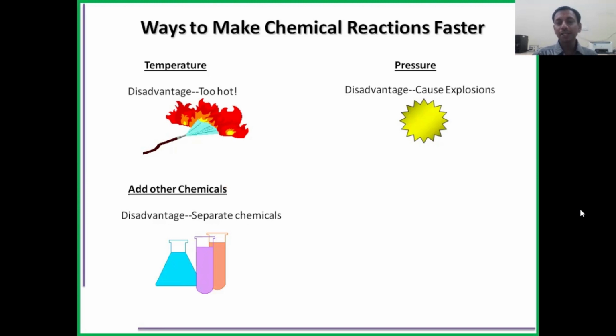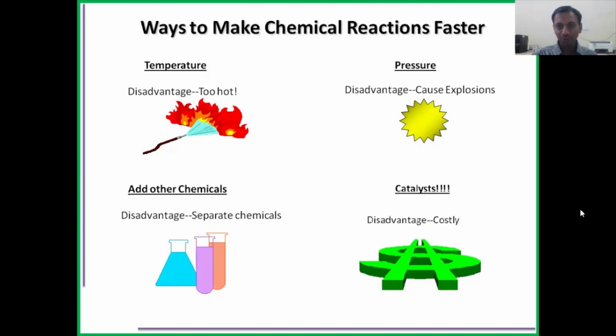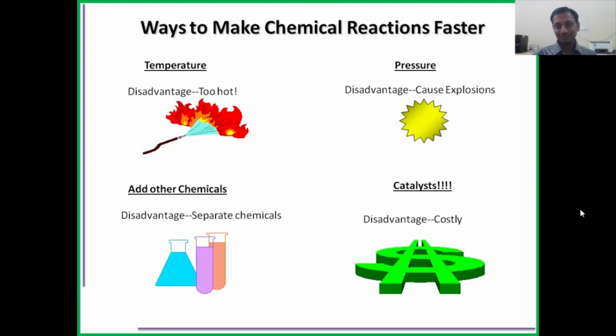We can increase the rate of reaction by adding other chemicals. But at the end of the reaction, separation of the chemicals is a tedious job. It is a very difficult job to separate them out. So the catalyst came into the picture.